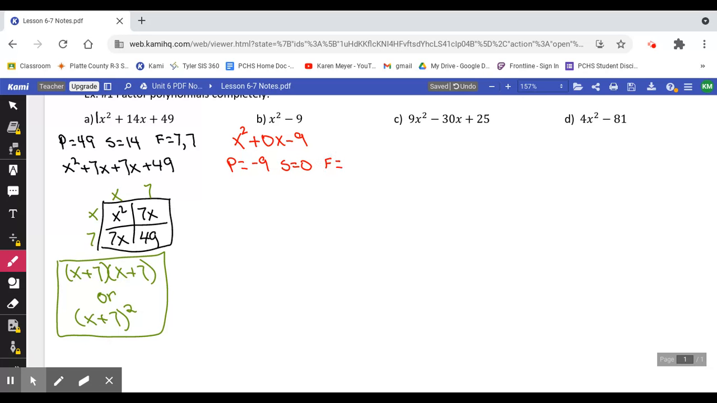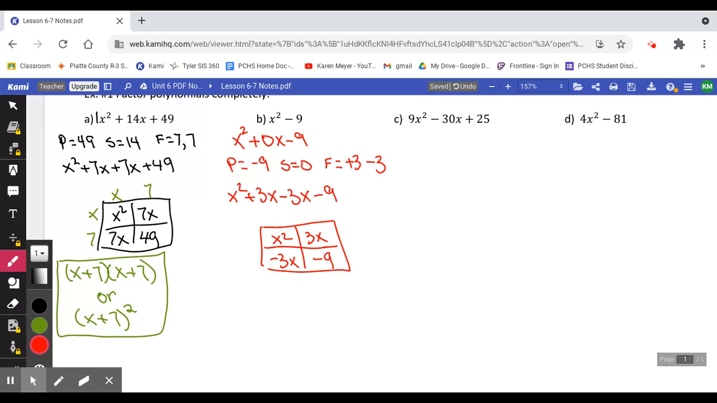So if my product is negative, then that means I got 1 negative and 1 positive. And to be 0, that means it has to be the same number. So what times itself is 9? And hopefully everybody says 3 and 3. So then I'm going to expand the problem. x squared plus 3x minus 3x minus 9. Gonna make my box and put them inside my box.